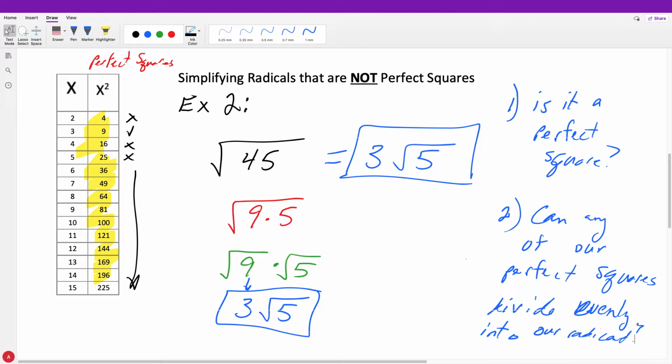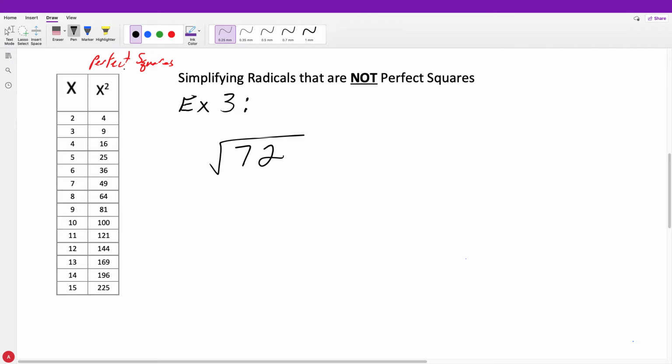Okay, now our example 3 is going to get a little bit harder, and then our example 4 is going to add one more little wrinkle to it, and then that'll be it for this video. All right, so now let's go ahead and do the square root of 72. Once again, we're hoping, do any of our perfect squares divide evenly into it? No. All right, so that means we have to simplify.